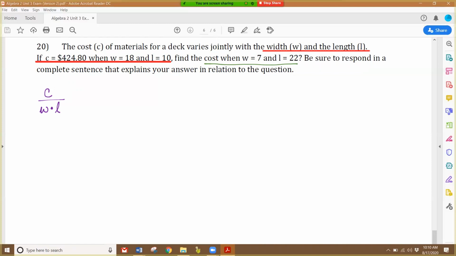So the first set of information I was given, the cost was $424.80. That's going on top. And then for the denominator, I'm going to take the width times the length. 18 times 10. If you go ahead and multiply it together, that's fine. And then I'm going to set up my second fraction exactly the same. The cost, which we don't know, so I'm just going to put C for cost, divided by the width times the length, or the length times the width, 7 times 22.